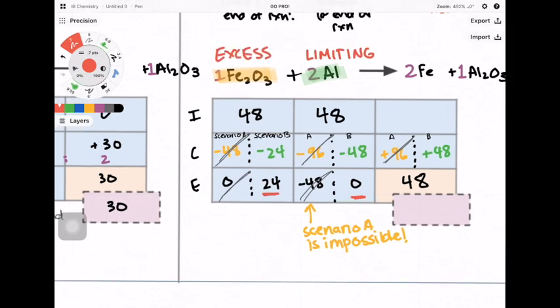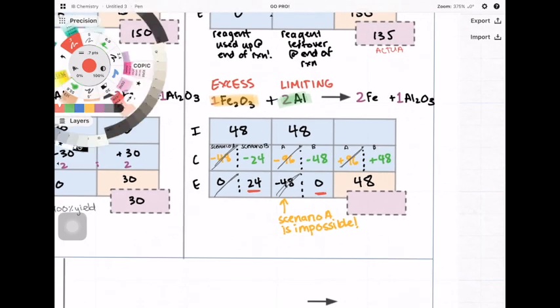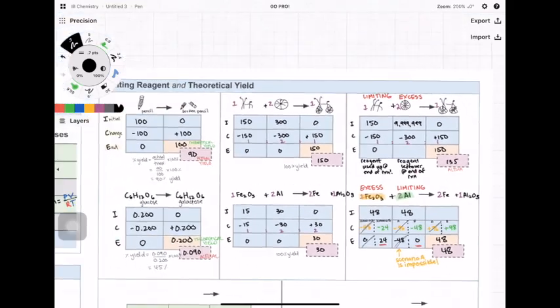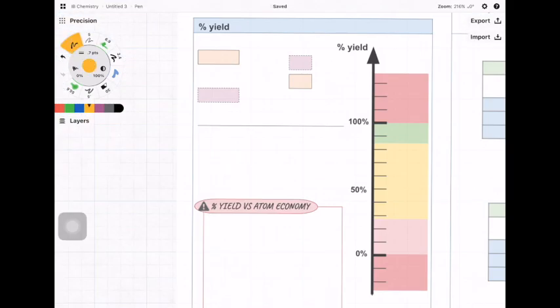And again, taking a look at the end amounts, you can identify both the limiting and excess reagent. And again, I have 100% yield in this particular case.